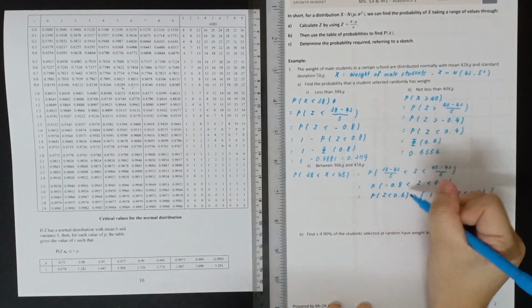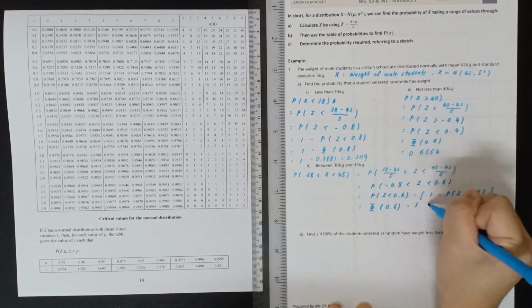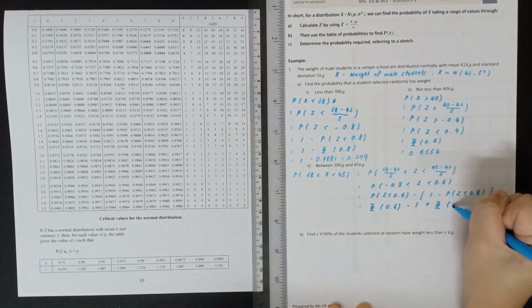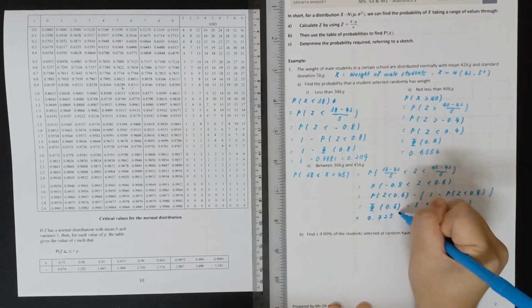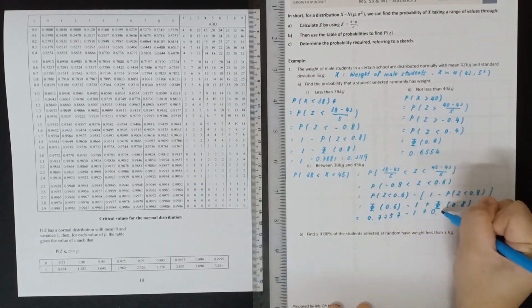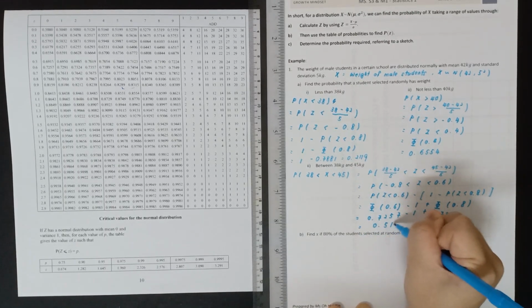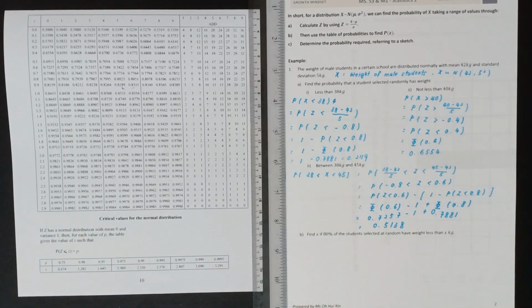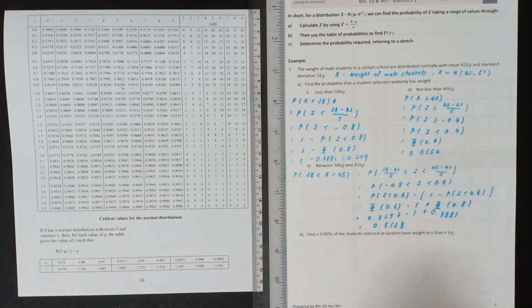After that it will become phi of 0.6 minus 1 plus phi of 0.8. Which will give you 0.7257 minus 1 plus 0.7881, which gives you the last answer, 0.5138. Basically the new thing that you are learning is in the front part. For the one where you already have your z and probability, you should be able to continue on your own, so I'm not going to explain that. Let's move on to B.